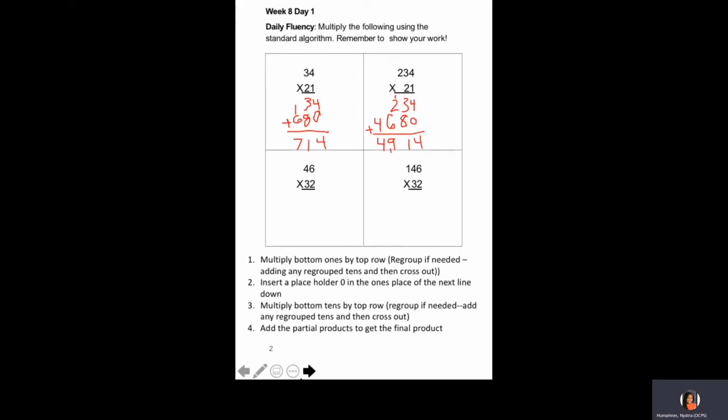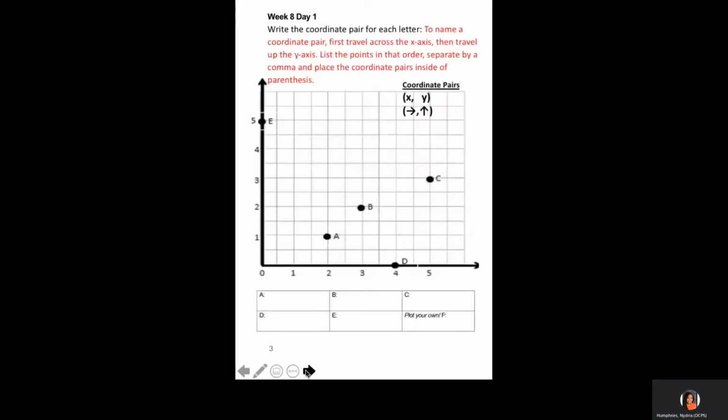All right, let's go to our next page where they want you to write the coordinate pair for each letter. Now, to name a coordinate pair, you need to first travel across the x-axis. Here's the x-axis here. The x-axis is a horizontal line, meaning that it goes from left to right. Then after you travel across the x-axis, you have to travel up on the y-axis. The y-axis are the lines that go from top to bottom. Now notice that this is only quadrant 1 because all the numbers are positive. Remember, the coordinate plane has 4 quadrants.